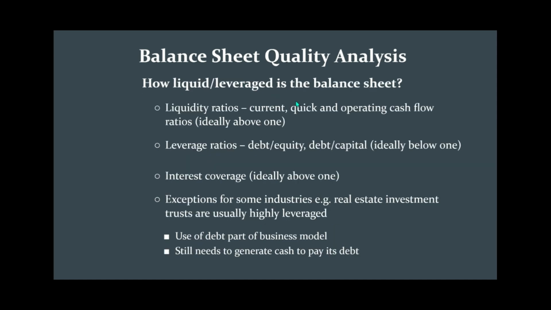How liquid or leveraged is the balance sheet? That's the next question. Liquidity ratios include current, quick, and operating cash flow ratios, and these ideally should be above 1.